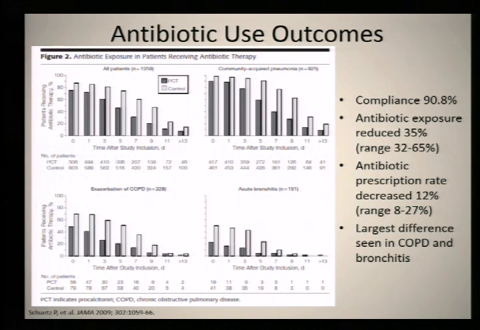This is the outcome of that study. This is the overall antibiotic use. Basically, they showed decreased antibiotic exposure, 35% overall, so ranging anywhere from about 1/3 to 2/3. The greatest decreases were, again, in those syndromes where we need less antibiotics. Overall antibiotic prescription rate, 12% decrease. Biggest decreases up to 27% in the COPD group.